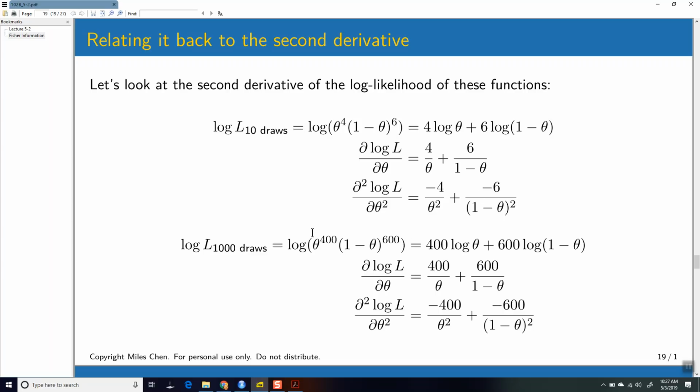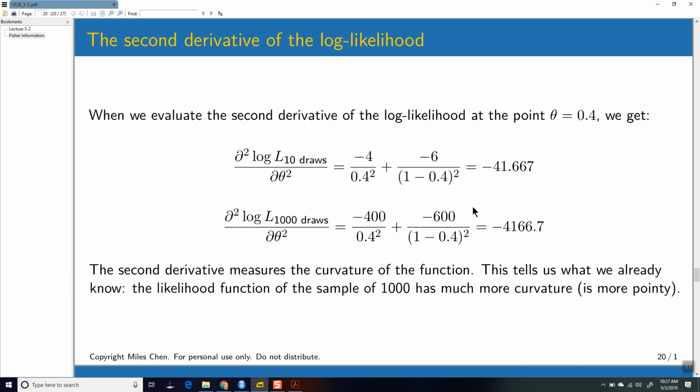With 1,000 draws, this ends up being 100 times the other thing. So that's the second derivative. If I evaluate the second derivative at 0.4, I get negative 41.667 versus negative 4,166.7.